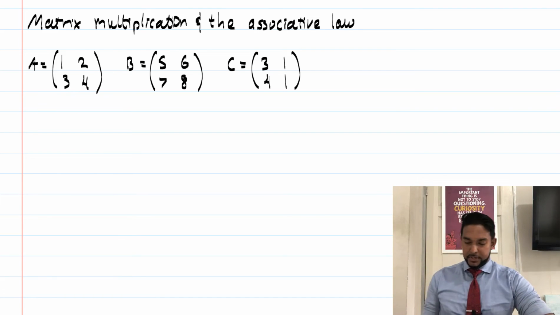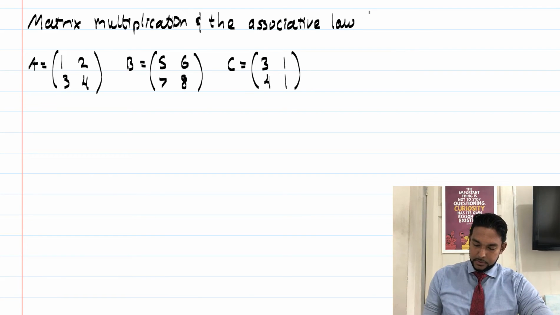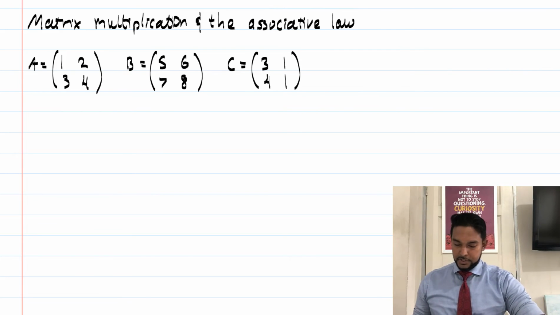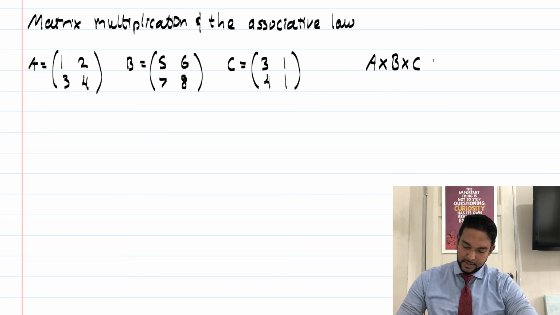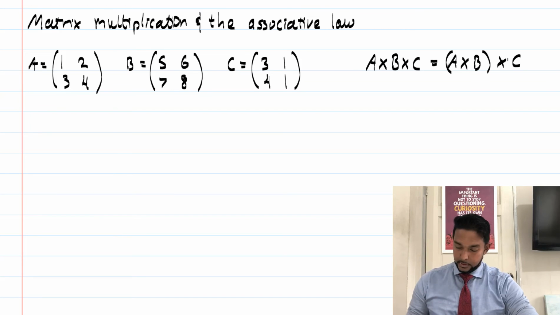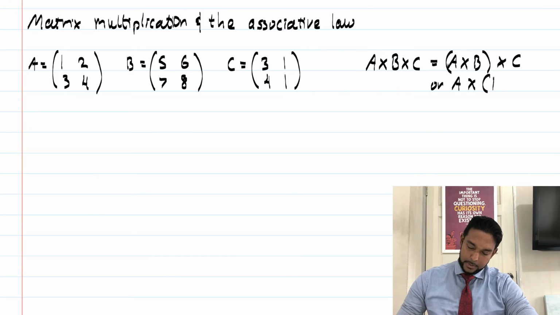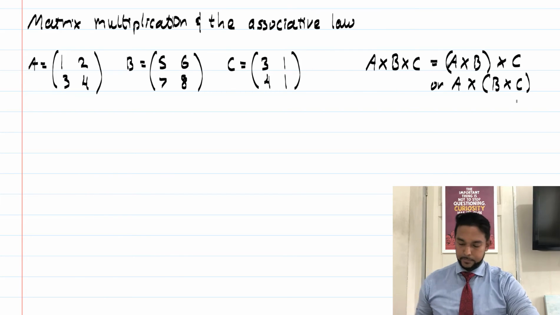Okay, so now I want to talk about matrix multiplication and the associative law. The associative law has to do with grouping things together and whether we get the same answer or not. So if I were to multiply these three matrices together, A multiplied by B multiplied by C, I'd have to go sequentially. I'd have to multiply A by B first and then multiply by C. Interestingly enough, I get the same answer as if I multiply A by the product of B and C.